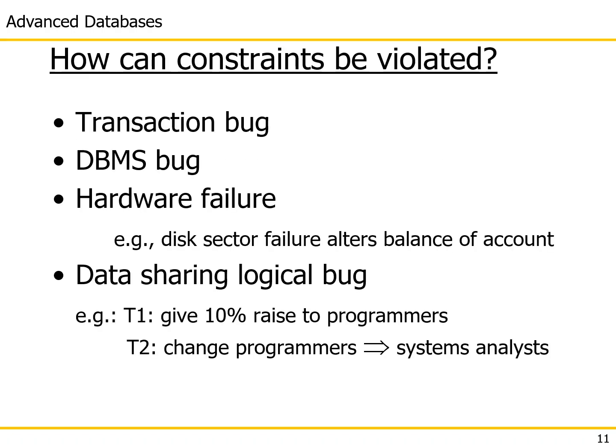Now, going back to the issue of constraints, there are a number of ways constraints can be violated. The first one is that you have a transaction bug. You wrote the wrong SQL, and that's your responsibility. The violation comes from your side, not from the database engine side. Sometimes, and this is rare, but it does happen, the database engine itself has a bug that violates the constraints. Now, more commonly, you could have a hardware failure.